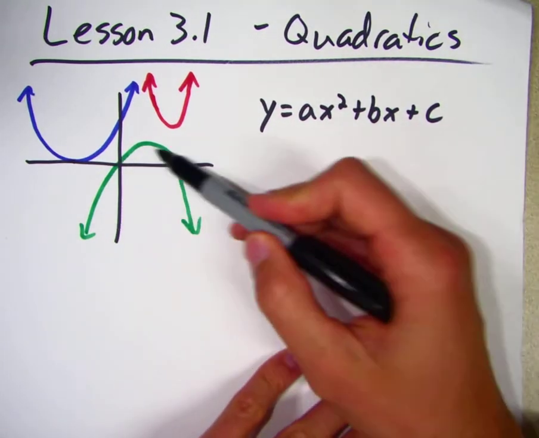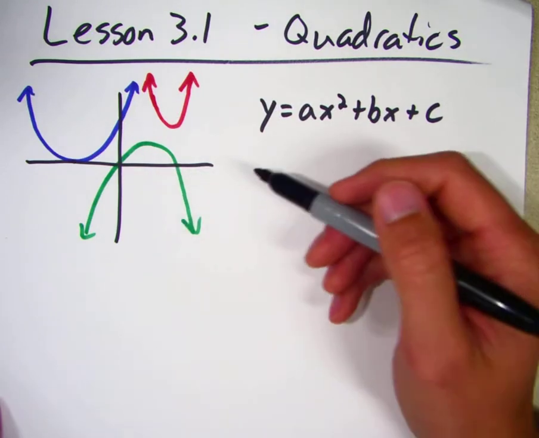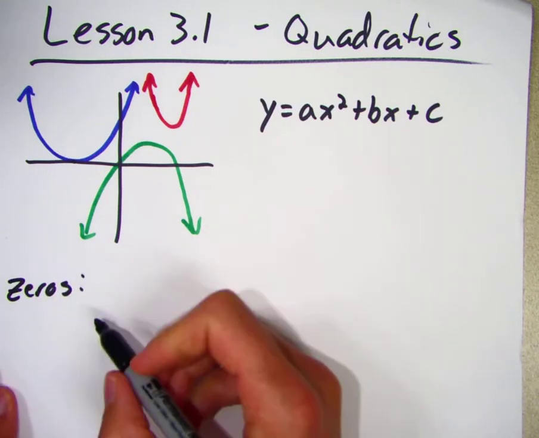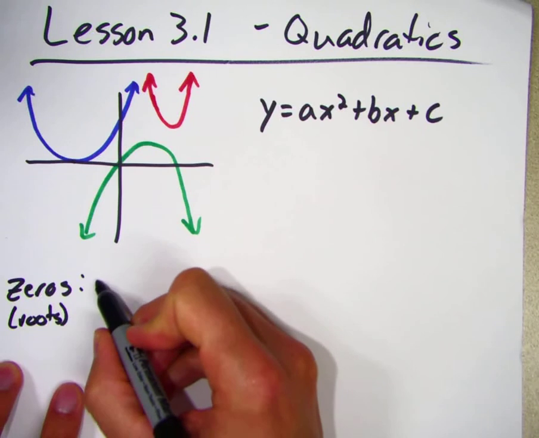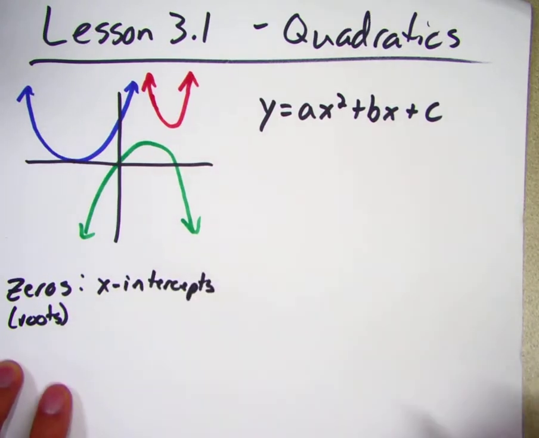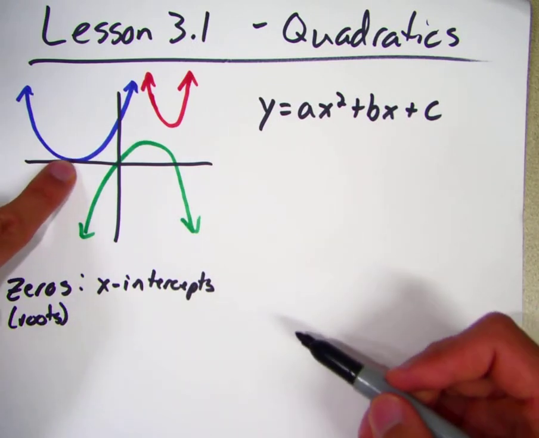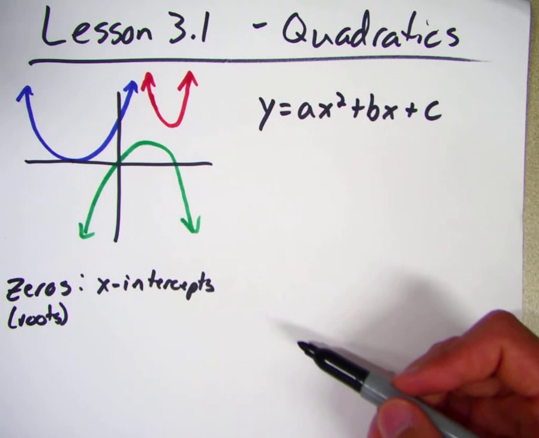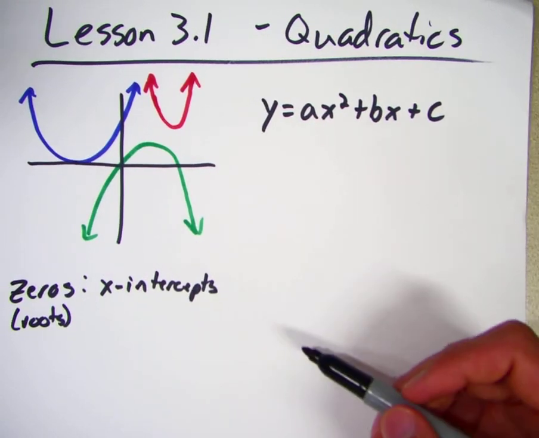In the green one, you'll notice that there are two solutions. We also call these zeros, sometimes also called roots, and they are basically x-intercepts. So it's the place where the parabola crosses the x-axis. So this one has 1 zero. This has 2 zeros, and this one, the red one, has no zeros, or no roots. And that'll become significant later.